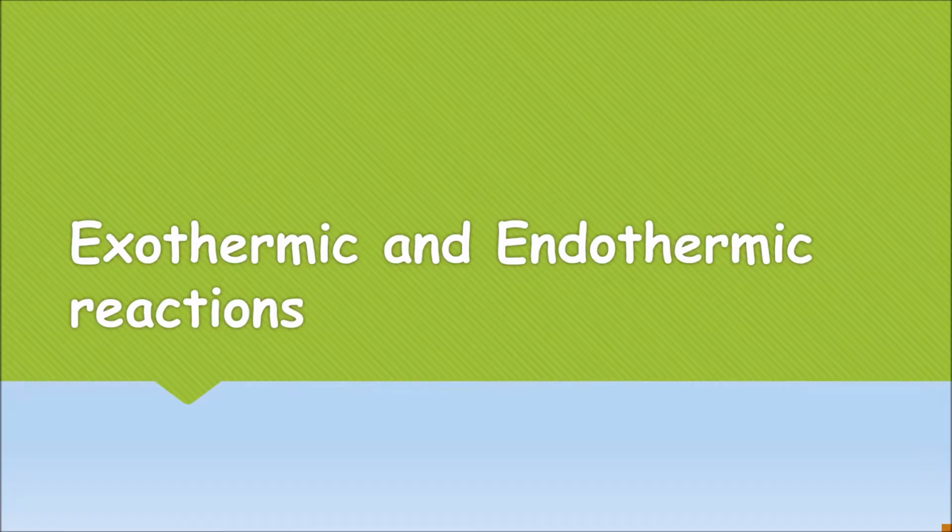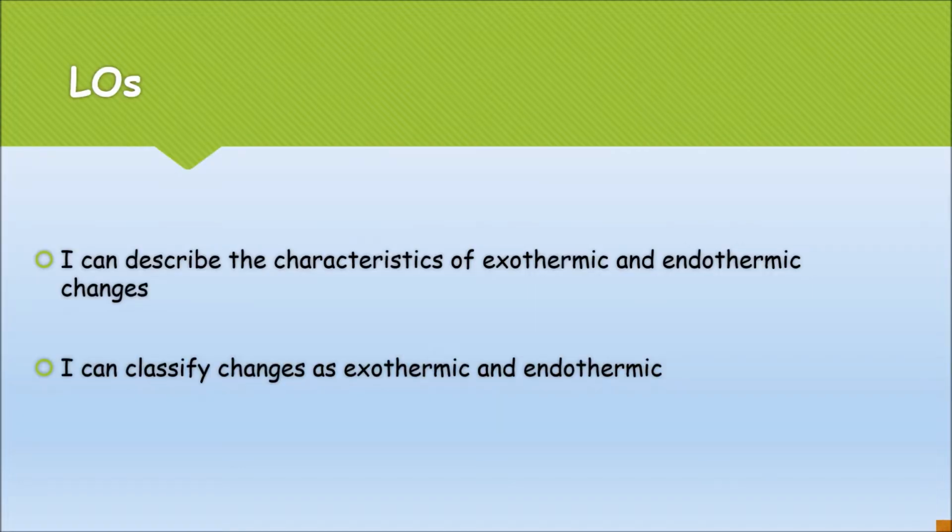Hi, Year 7. Today we're looking at exothermic and endothermic reactions. This is our title. Learning outcomes are: I can describe the characteristics of exothermic and endothermic changes, and I can classify changes as exothermic and endothermic.